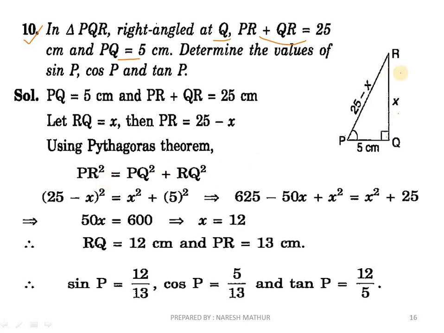First we need to find the value of x. For this we apply the Pythagoras theorem, and we get the value of x equals 12. It means QR is 12, then PR will be 13. Now we have all the sides of the right triangle. Sin P is perpendicular upon hypotenuse, 12 by 13. Cos P will be 5 by 13 and tan P will be 12 by 5.